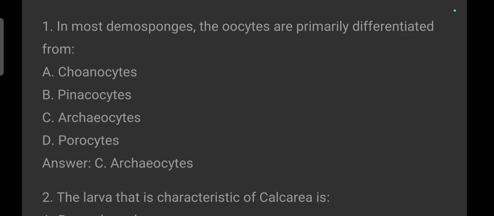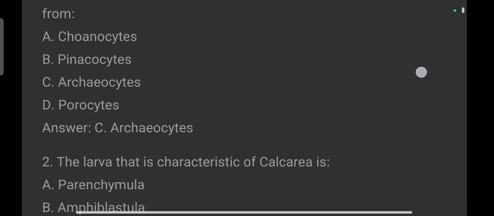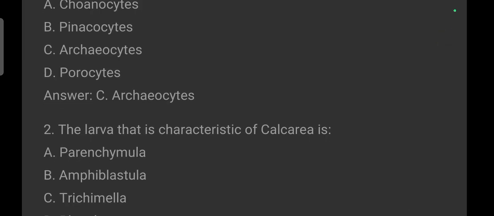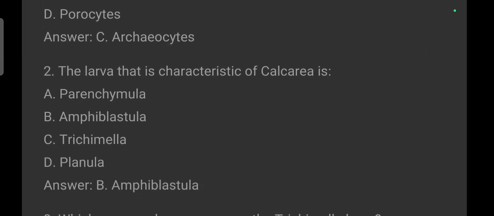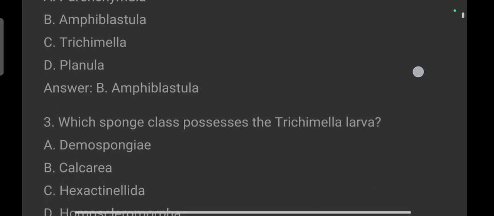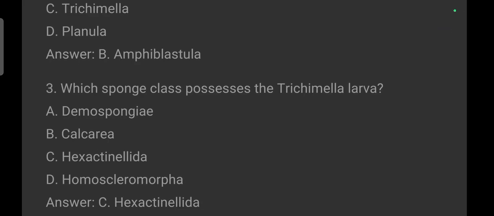Answer is archaeocyte. The larva that is characteristic of Calcarea is parenchyma, amphiblastula, trichomela, planula. Answer is amphiblastula. Which sponge class possesses the trichomela larva? Desmospongia, Calcarea, Hexactinellida, Homoscleromorpha. Answer is Hexactinellida.